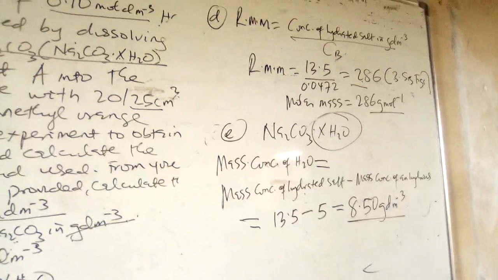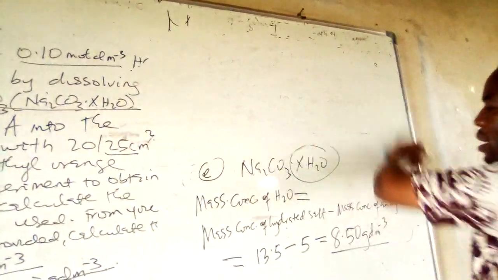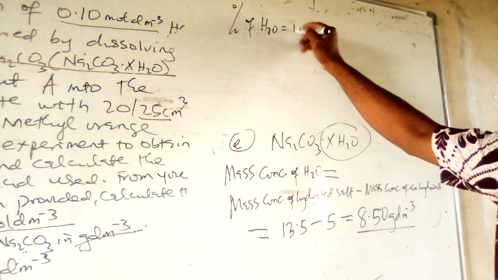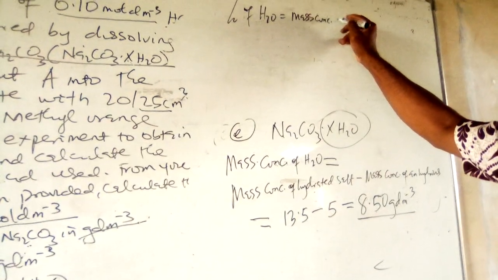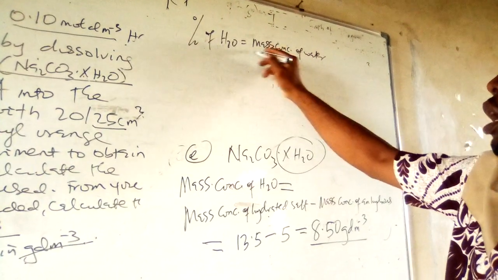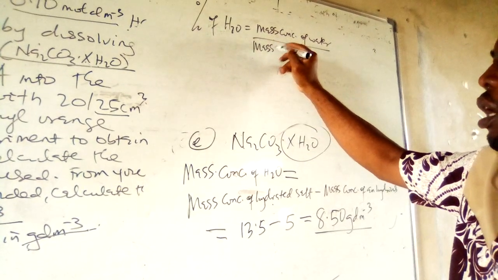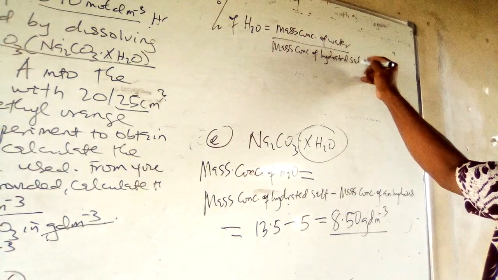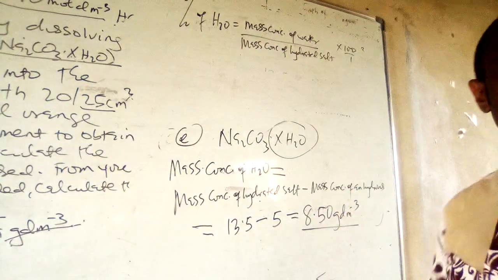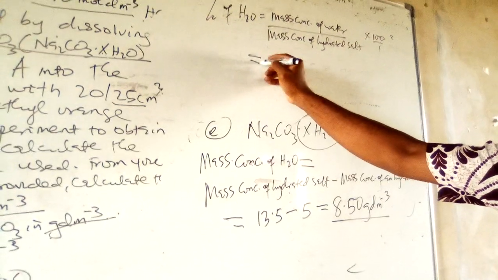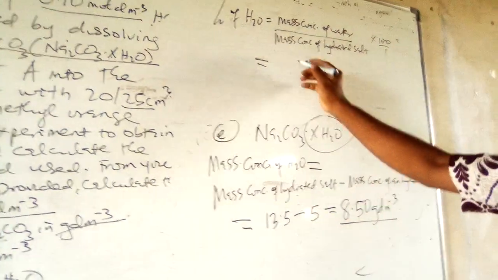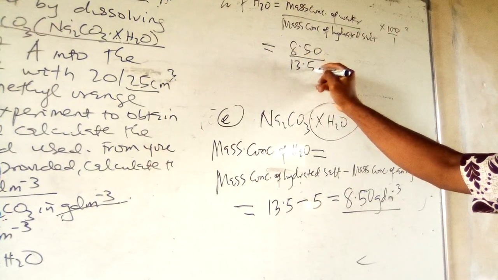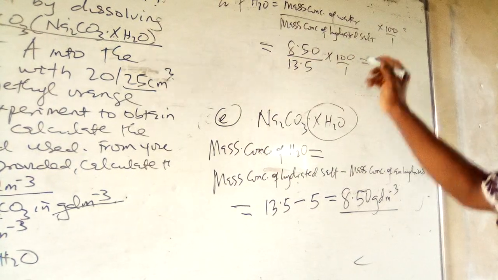Now to find the percentage of water, it becomes mass concentration of water all over mass concentration of hydrated salt, multiplied by 100 over 1. So the mass concentration of water is what we got here, 8.50. The mass concentration of the hydrated salt is 13.5, multiplied by 100. Final answer, please.